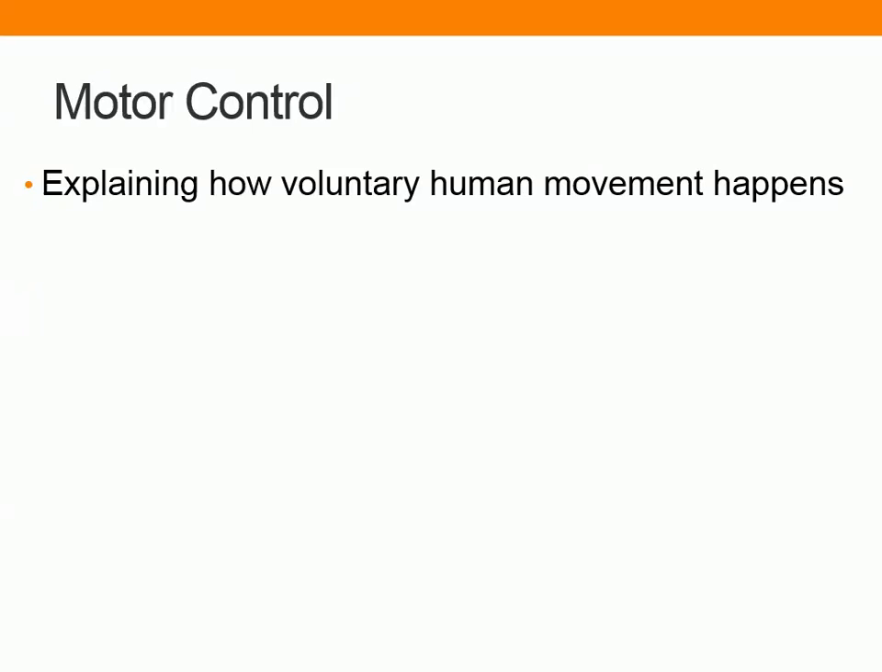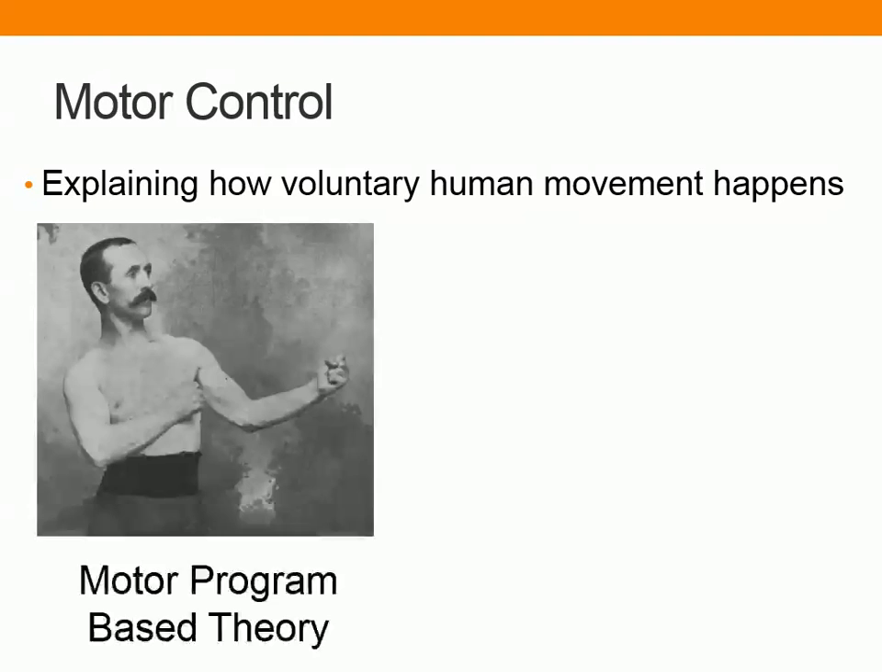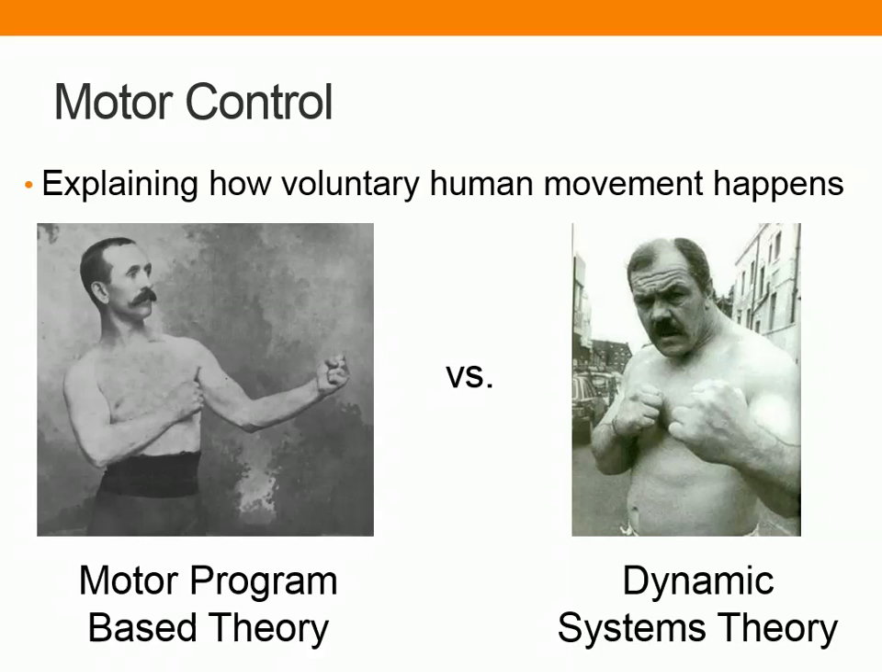Before we get into motor program theory and specifics, we're going to talk about more generally what motor control is. What we're trying to do with motor control is explain how voluntary human movement happens. Any movements involving any of our limbs, all the skeletal muscles, are similar in the fact that they need to originate from the central nervous system. And so we're looking at these two major theories.